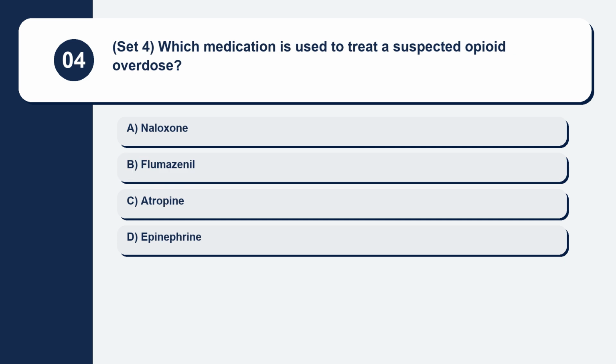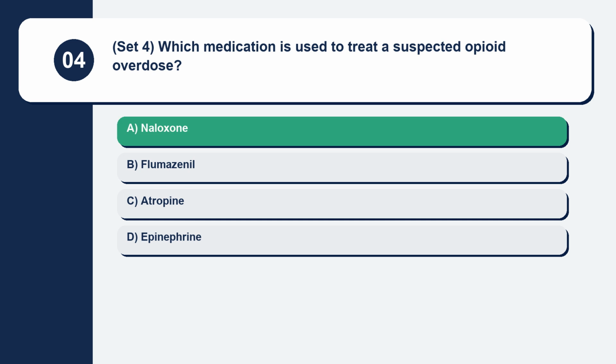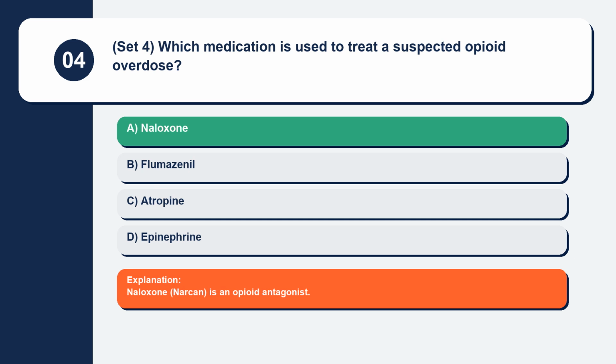Question 4, Set 4. Which medication is used to treat a suspected opioid overdose? Naloxone, flumazenil, atropine, epinephrine. Naloxone, Narcan, is an opioid antagonist.